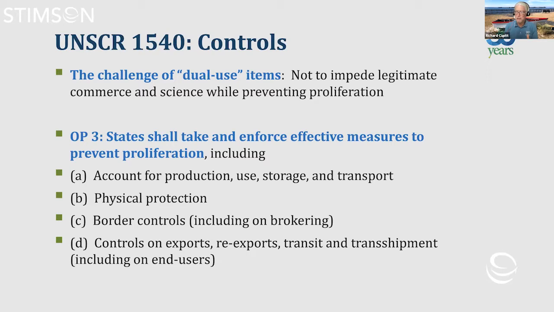So that's the really challenging part for almost all states, is figuring out where that line lies. Where do you surgically disconnect that bit of illicit activity from the larger scale of licit activity? So what you have to do, all states under the resolution have to take measures to prevent proliferation, and these account for production, use, storage, and transport, physical protection, border controls, and if you wish, I'm happy to speak more on controls on exports, re-exports, transit, and transshipment.